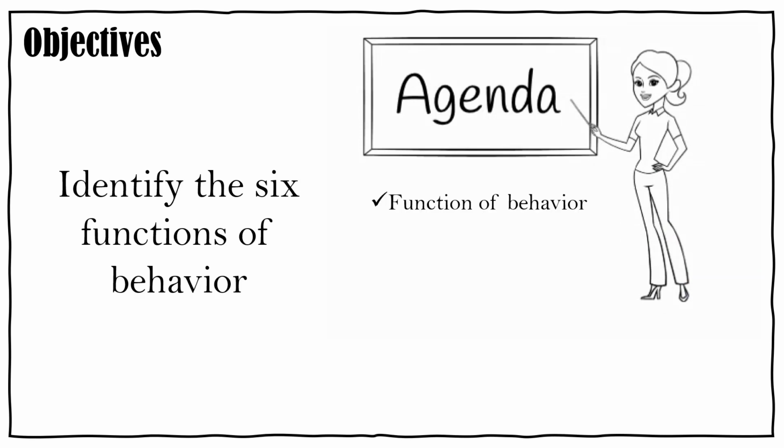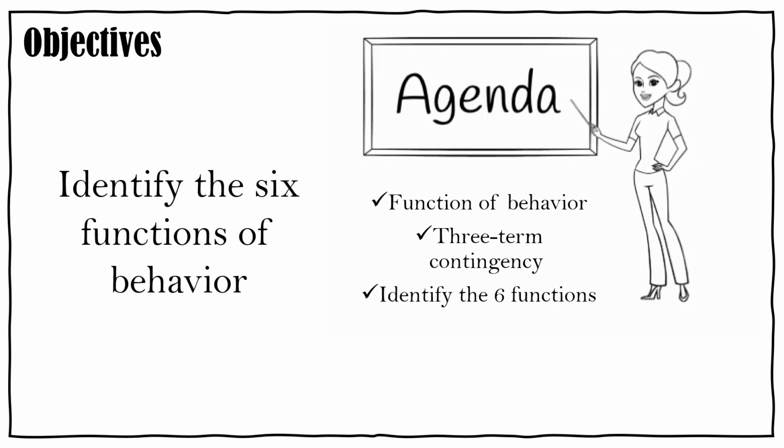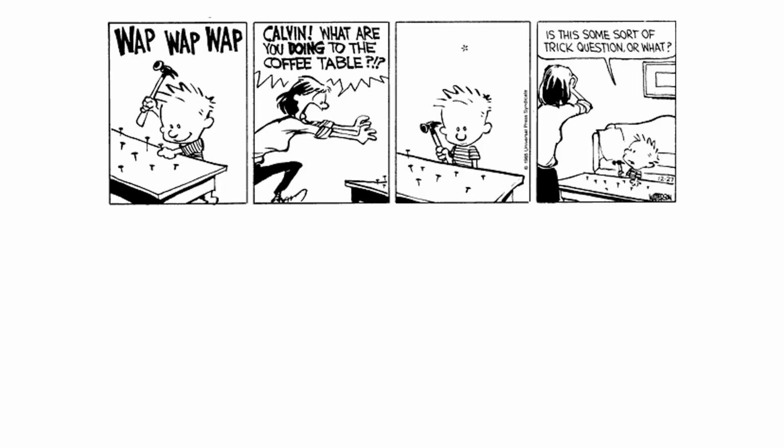So for our agenda, we're going to talk a little bit about what we mean when we say the function of behavior. We're going to briefly talk about the 3-term contingency. We're going to talk about the 6 functions of behavior, and then a little bit about response classes.